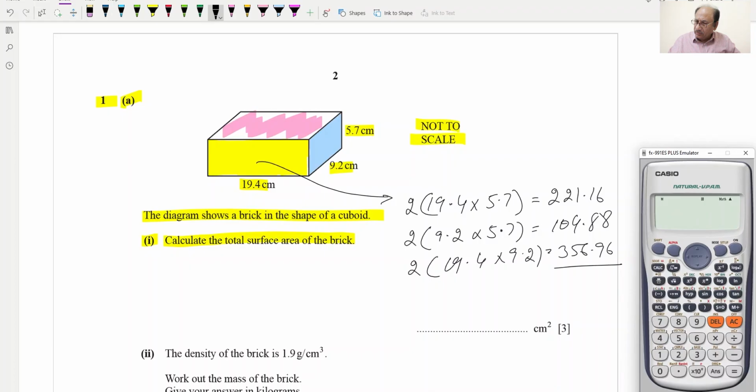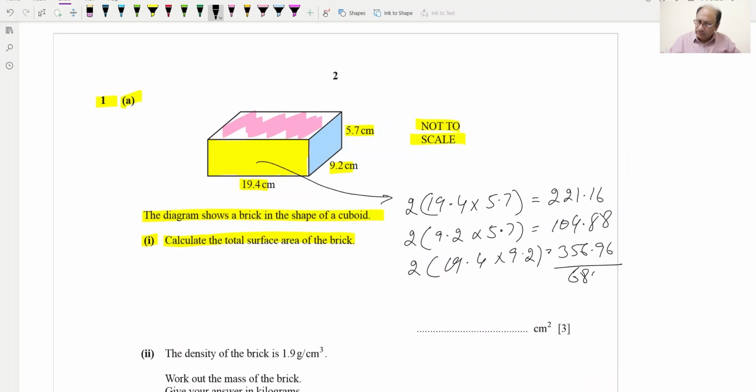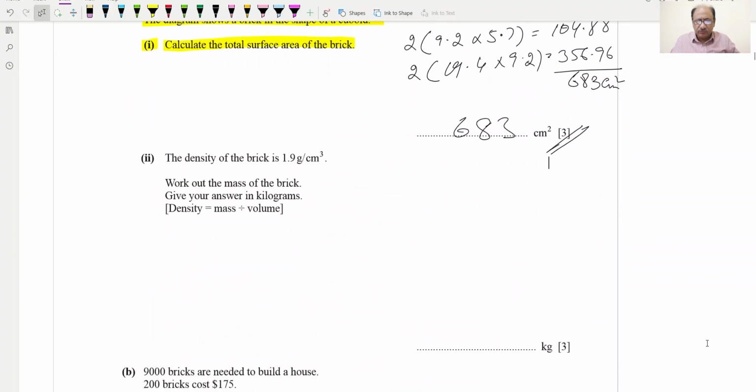And if we add 221.16 plus 104.88 plus 356.96, this is adding up to 683, and it will be centimeter squared because units are all in centimeters. So it will be 683 centimeter squared. This is the mark question which we have done.